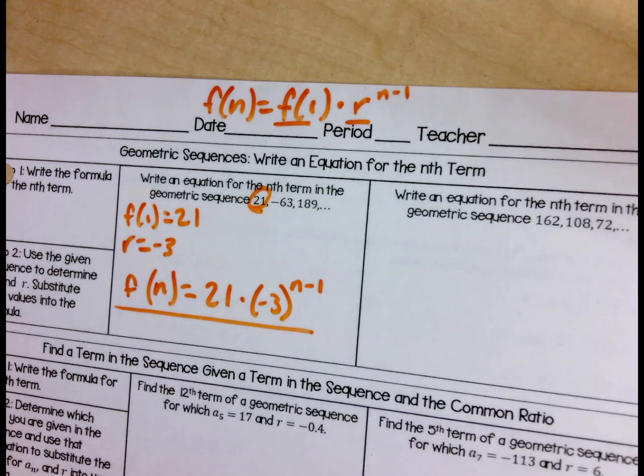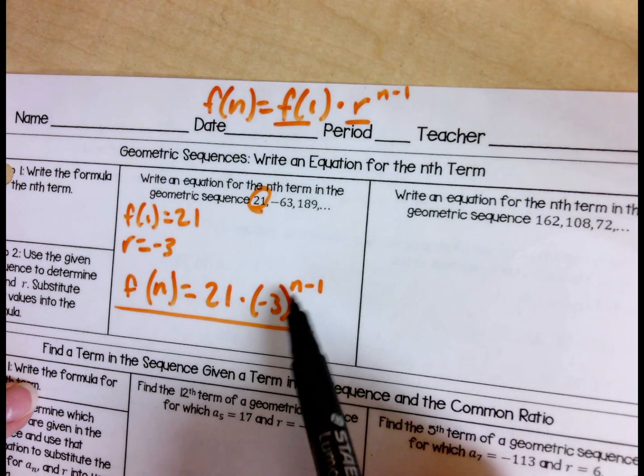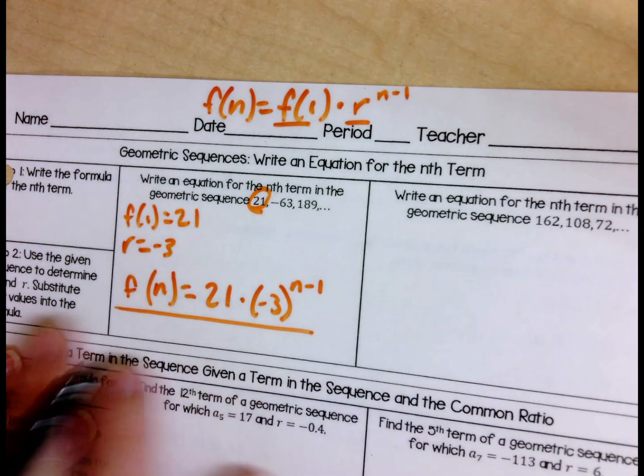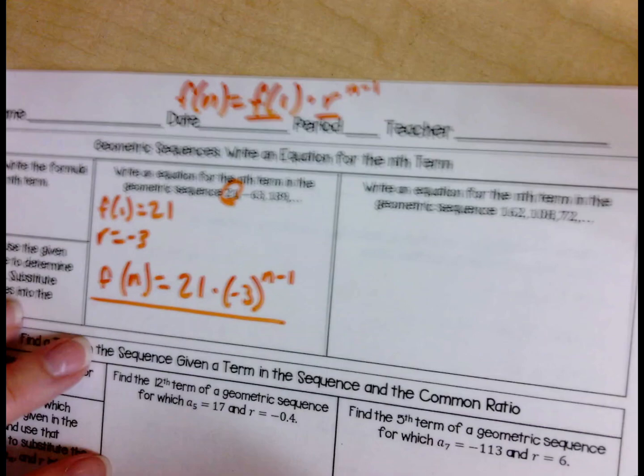That's the most that I can do at this point. And then once I know which term, which position that I'm looking for, I can plug that position number in for n and solve to find the term. But until that point, this is just the equation, that specific equation for this sequence. Okay, so we're going to do the same thing on the next question.